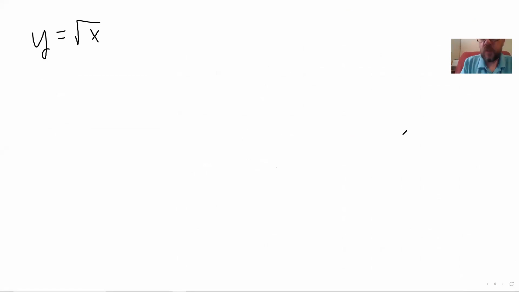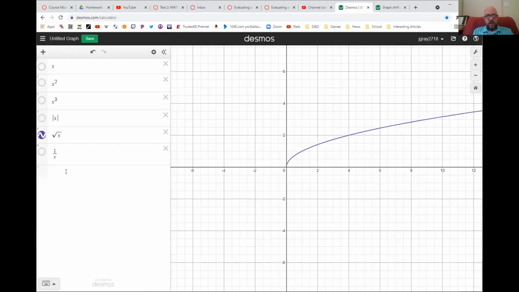I want to square both sides of this, right? That's a thing I can do because this is an equation. So I end up with y squared equals x when I do that, because squared and square root cancel each other out. So let's go see what that looks like when I graph it in Desmos. If I have y squared equals x, there we go. That is what it looks like.